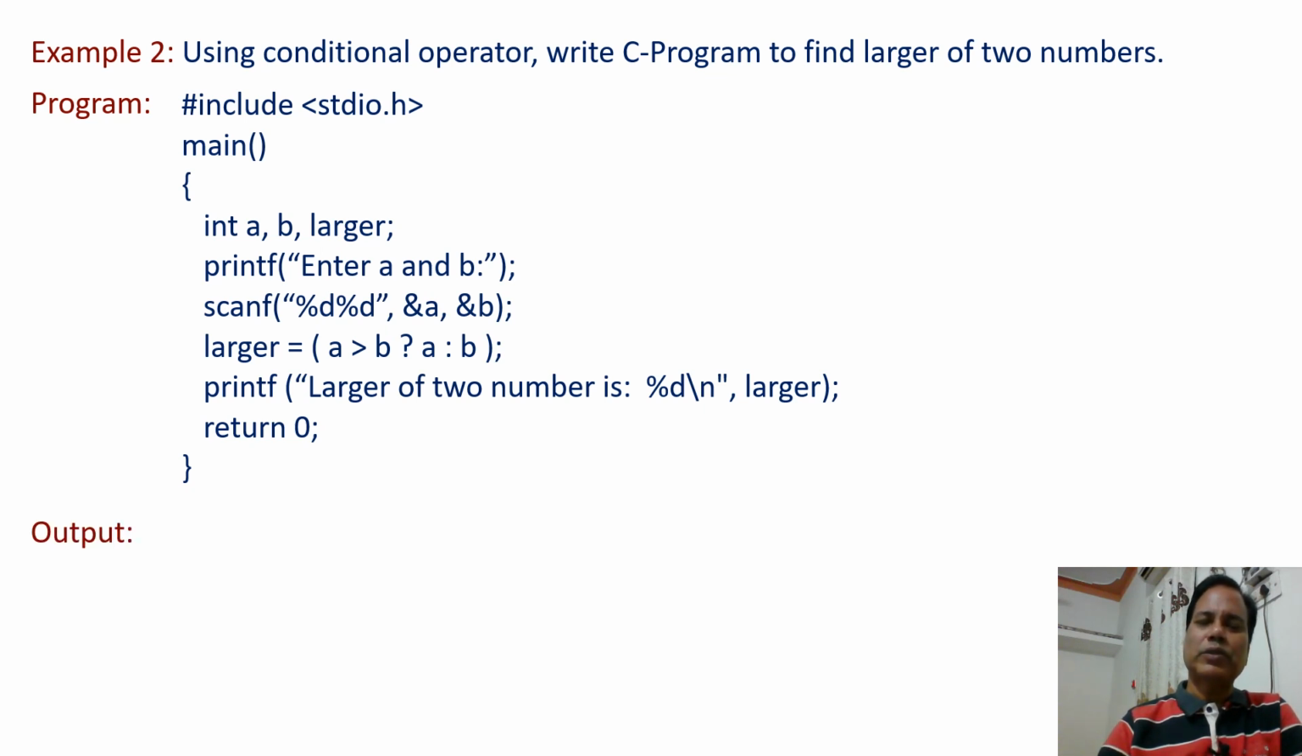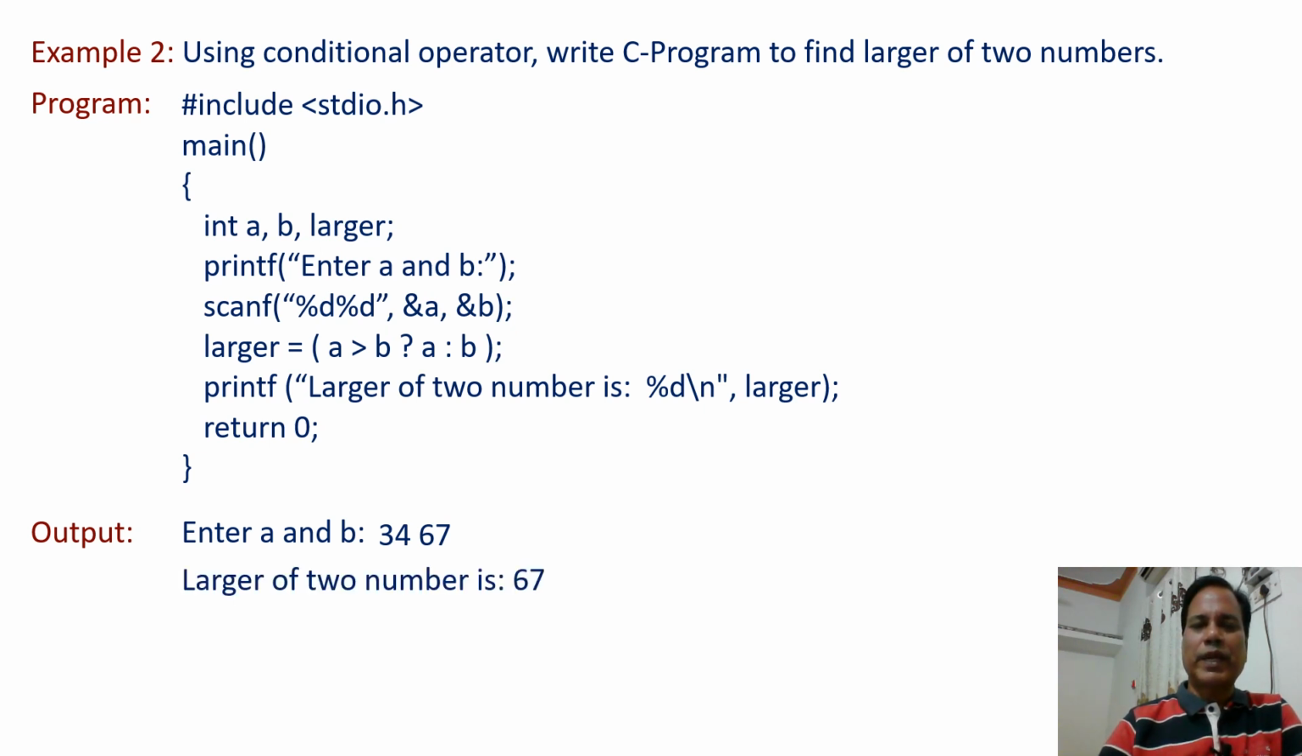So whenever this code is executed, the message Enter a and b is printed and the cursor blinks after the colon. And when we enter two numbers, 34 and 67, and press the enter key, then we get the output result: Larger of two numbers is 67.